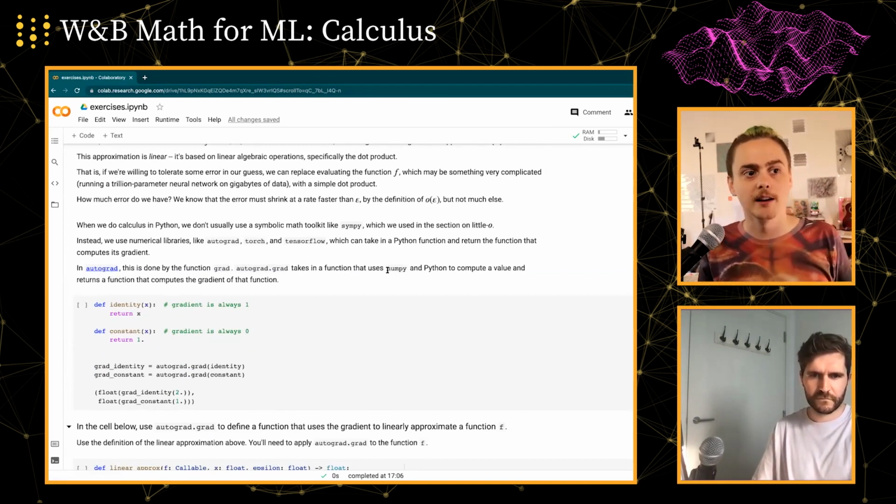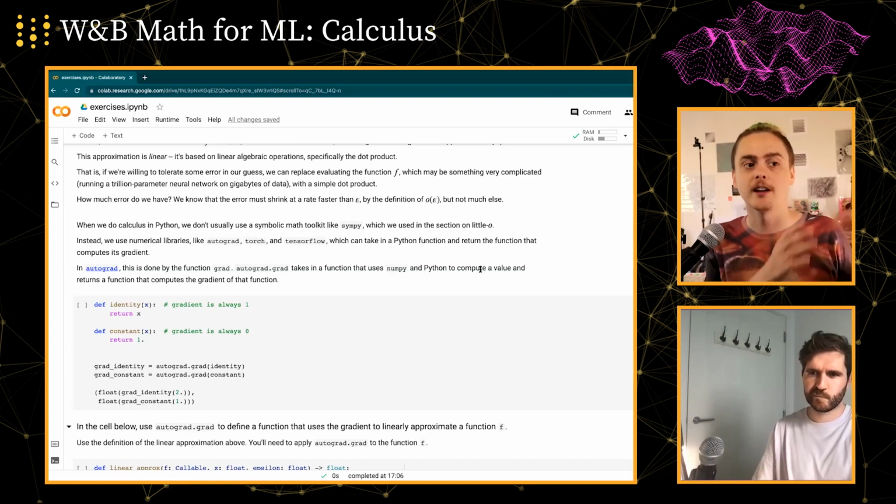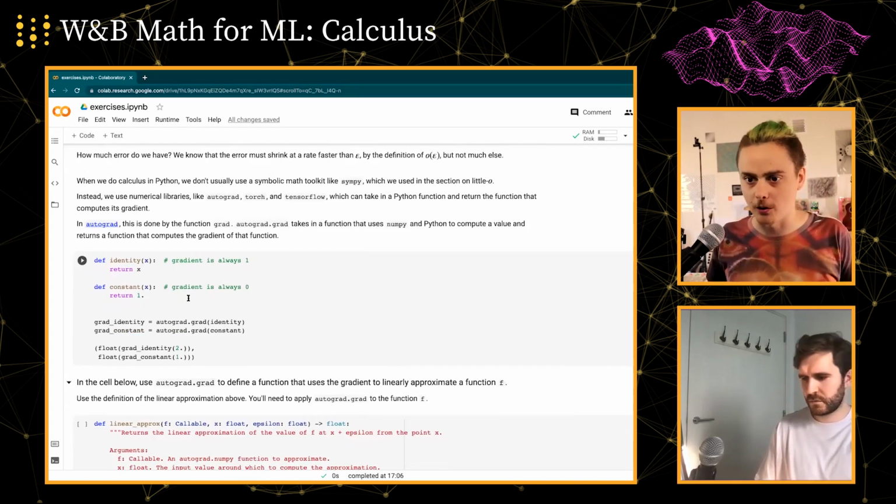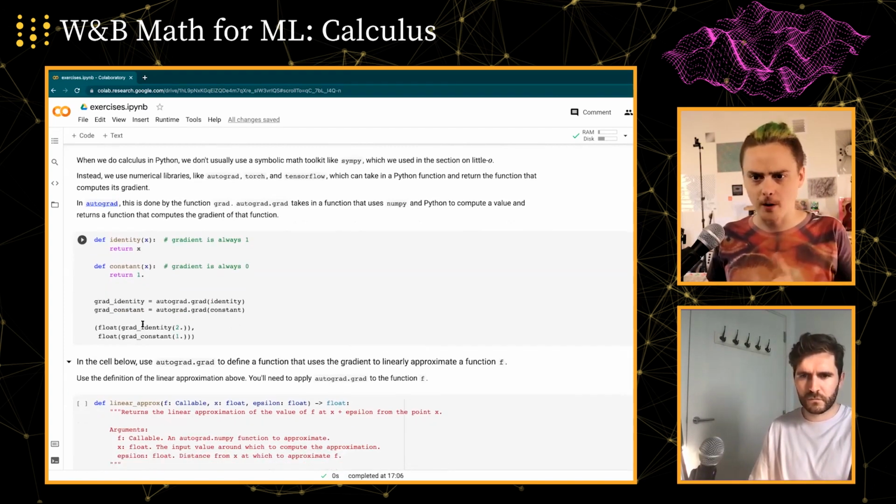AutoGrad gives you gradients for NumPy functions. It's basically the library that the automatic differentiation in Torch is based off of. It's also very similar to the same automatic differentiation stuff that you'll find in TensorFlow. That's what this AutoGrad thing here is for. Go ahead and run that cell.